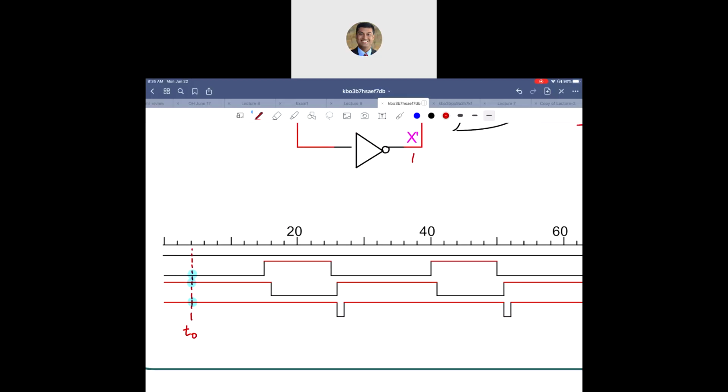Let us move forward here. Let us take a look at what happens when you change x from 0 to 1. So let's see over here.